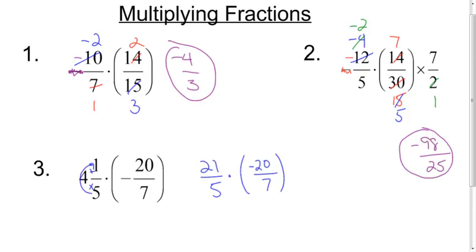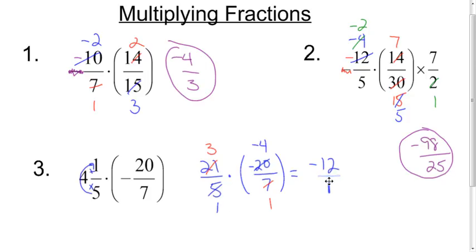Okay, so what is the GCF of 21 and 7? It's going to be 7, so I'll divide both by 7. Get 3 here and 1 here. What's the GCF of 5 and negative 20? That's going to be 5, so I'll divide by 5 here and 5 here. I just get 3 times negative 4 is negative 12 over 1 on bottom. I'll illustrate this with a magic pen.